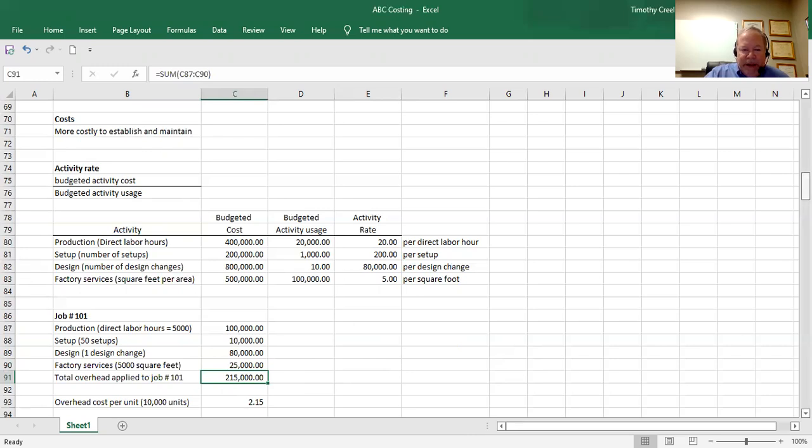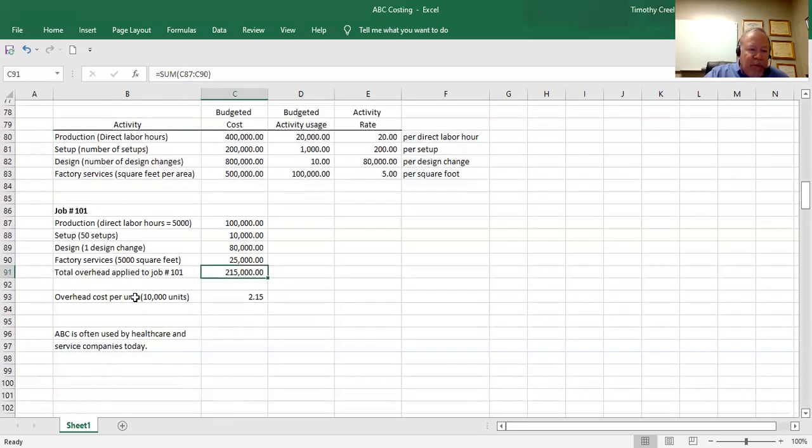And so like in this case here, if we wanted to break it down on a per unit basis, we would simply take this total overhead cost, divide it by the number of units that were part of that job, and we would get that we charged overhead at the rate of $2.15 per unit. That would be our per unit overhead cost.